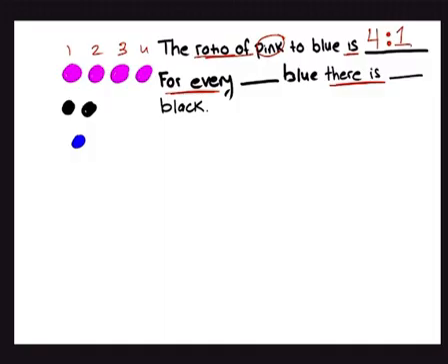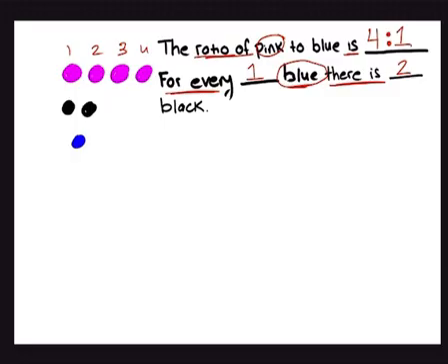When I go to fill out the next sentence stem, it's similar for every blank blue. So since the word blue comes first in my sentence, I need to use the number of blue circles in this blank. For every 1 blue, there is or there are 2 black. For every 1 blue, there are 2 black, because that is the number of black circles in my diagram.